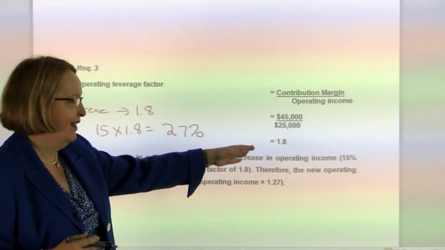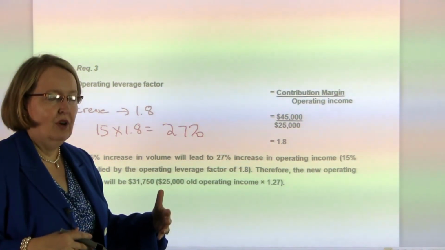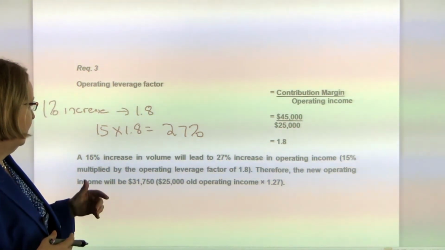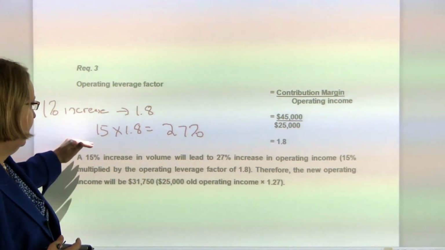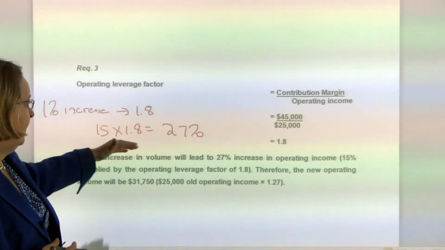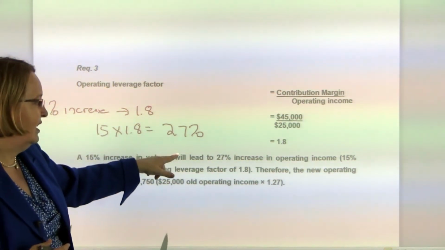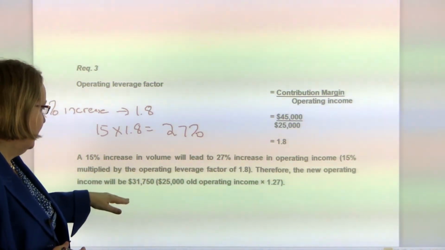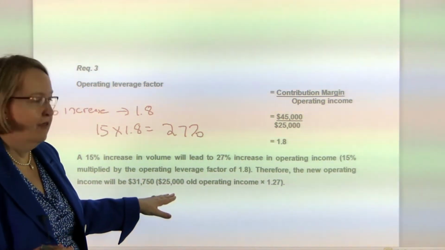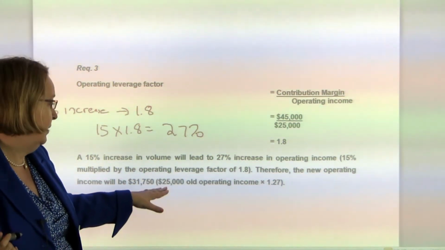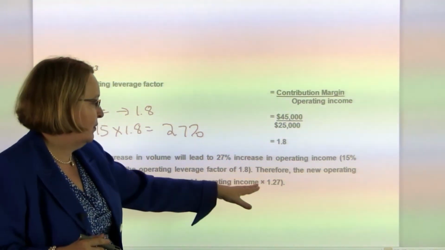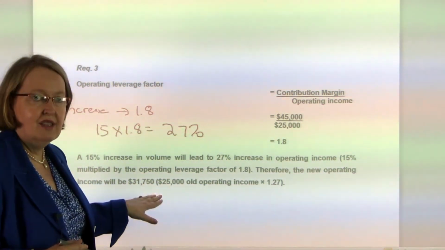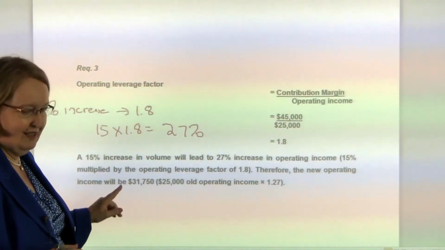The higher this factor, the more it means that whenever you sell more, you're going to generate a significant increase in your operating income. So now that we know that if we increase our volume by 15%, with operating leverage of 1.8, that's going to lead to a 27% increase in operating income, that's pretty impressive. You take your old operating income of $25,000, which is in the table in the book, increase that by 27%, and that gives you a new operating income of $31,750. So that's pretty significant.